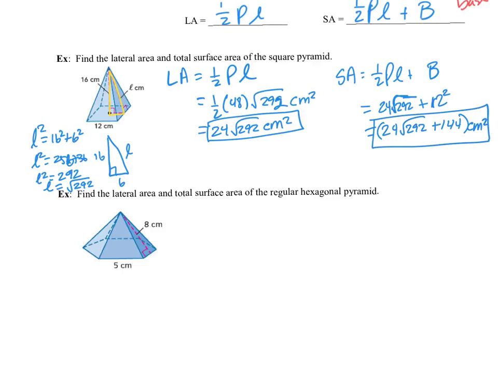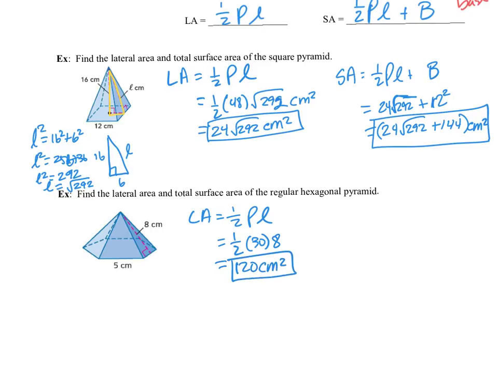Okay, and then this time, let's find the lateral area and total surface area of a regular hexagonal pyramid, which means its base is a regular hexagon. Starting with lateral area, it's 1/2 capital P times L. That's 1/2 the perimeter of the base. The perimeter of the base, since it's a regular hexagon, we just take 5 and multiply it by 6 to get the perimeter. So that would be 1/2 times 30 times the slant height. This time we don't have to figure out the slant height. We're given the slant height to be 8. Then we can simplify that a little bit. 15 times 8 is 120 centimeters squared.